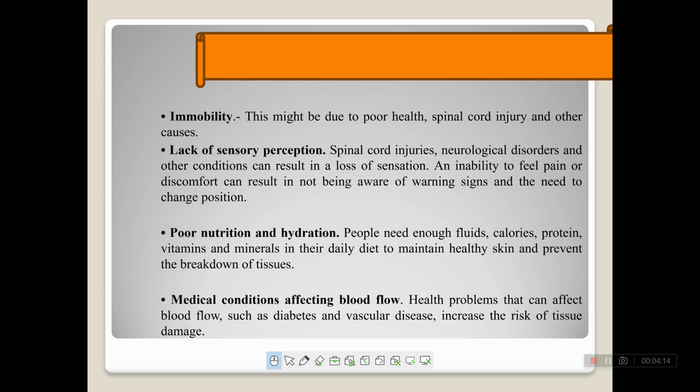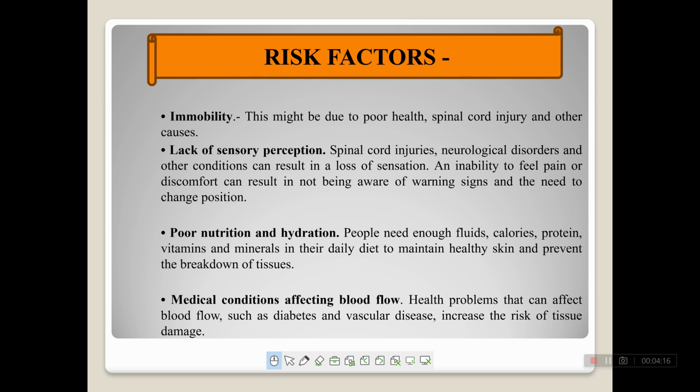Then what are the risk factors for a bed sore? Firstly, immobility. Due to poor health status like spinal cord injuries or any other cause, the patient is unable to move. In those cases, patients are more prone to bed sores.